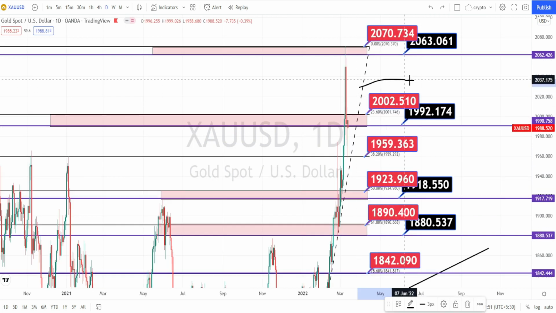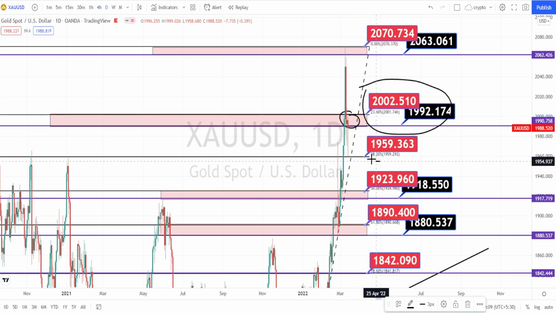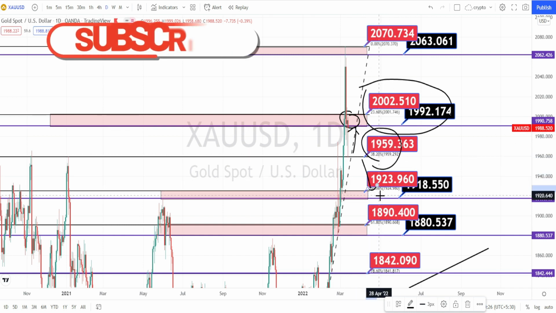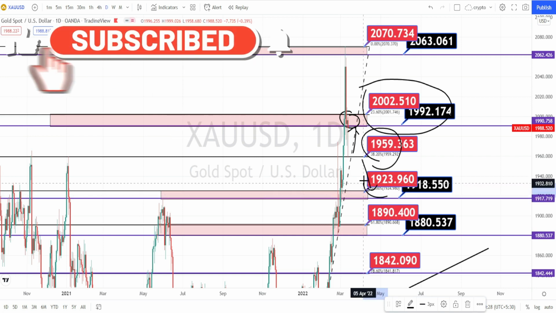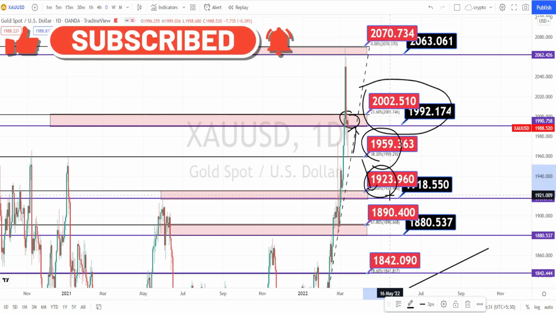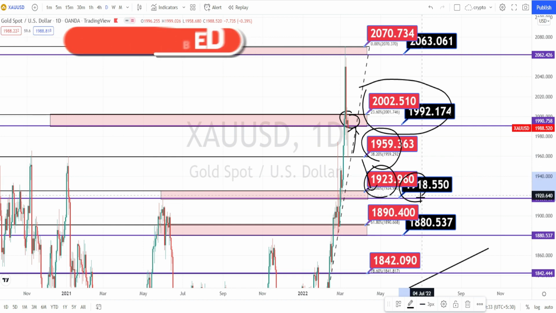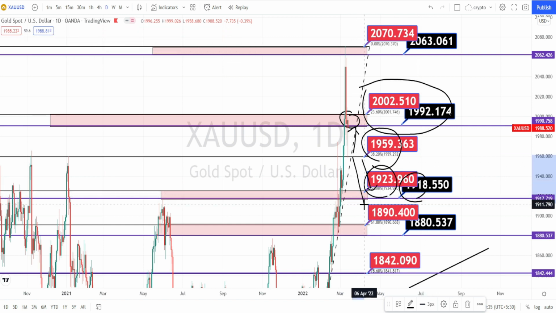So I have marked the resistance and support levels from the weekly and daily over here. Currently the price action is trading within this support and resistance level, and we can already notice that the price action has tested this level and has bounced back. So the price action has to break this support level in order to continue its bearish trend. But again we have the next level of support around 1923 to 1918. So if the bearish trend reversal needs to continue, it has to break this support level also.